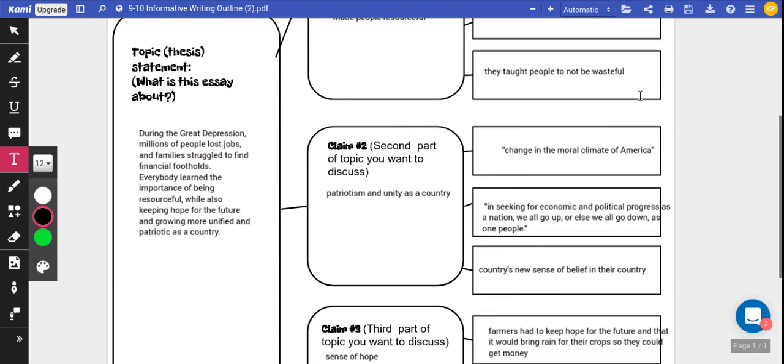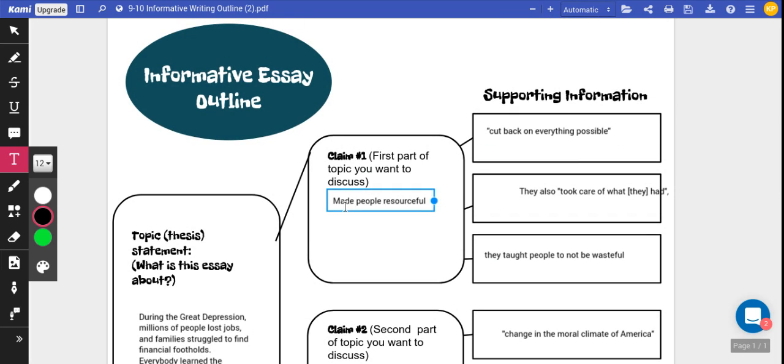So I hope that's helpful. As you're outlining, you're going to do the same thing. You're going to come up with your topic statement or thesis statement, three claims to support that, and then you're going to go back to your articles, you're going to go back to your research sheet and come up with details from the text to help support that. So I hope that's helpful to you.